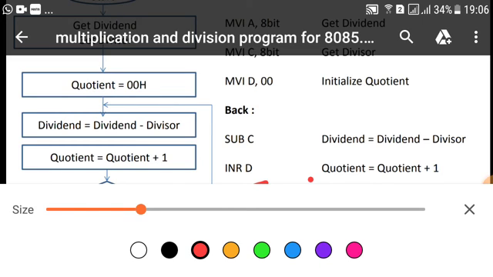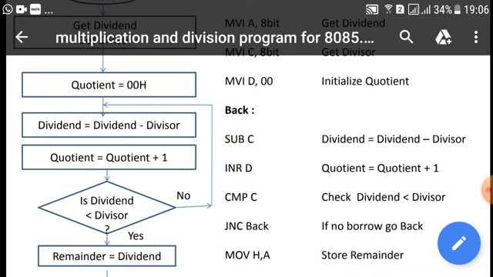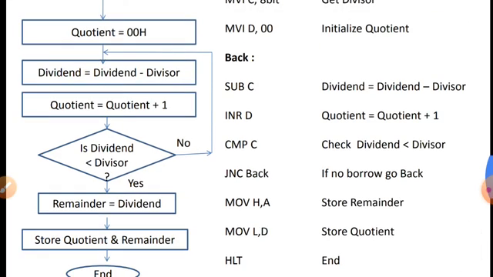Then we compare again. Is 3 greater than 2 or not? It is greater than 2. If it is greater than 2, carry will not generate. So it will again go back and it will again subtract. And this process will move till the value of dividend becomes less than the divisor. And when it is so, carry will be generated.